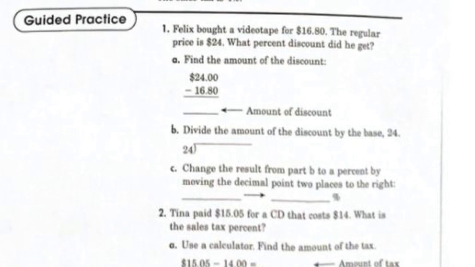All right. So Felix bought a videotape for $16.80. The regular price was $24. What percent discount did he get? So you got to take the larger number minus the smaller number. So when I take $24 minus $16.80, I get $7.20. I'm not as worried about putting the dollar sign in here yet. Just make sure we get that percent sign on the end.